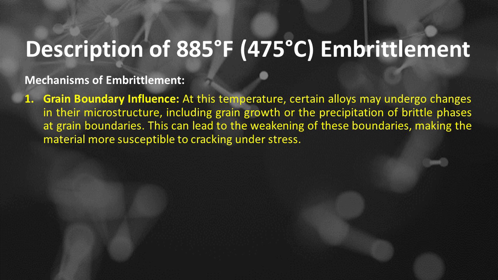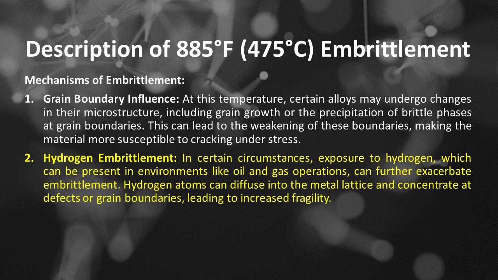At this temperature, certain alloys may undergo changes in their microstructure, including grain growth or the precipitation of brittle phases at grain boundaries. This can lead to the weakening of these boundaries, making the material more susceptible to cracking under stress. Number 2 is hydrogen embrittlement.